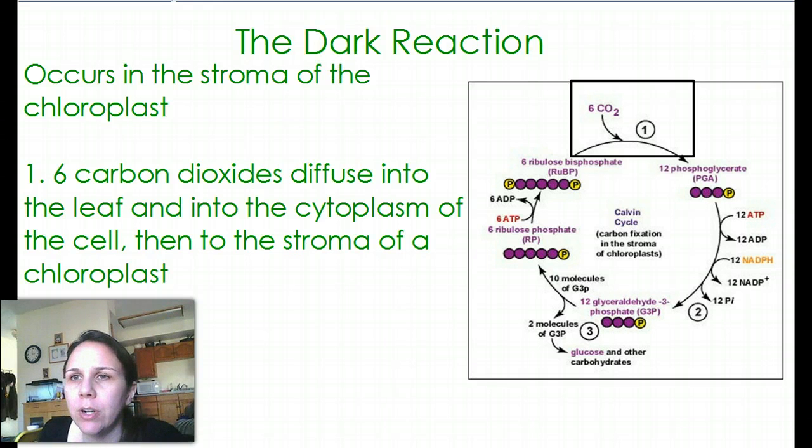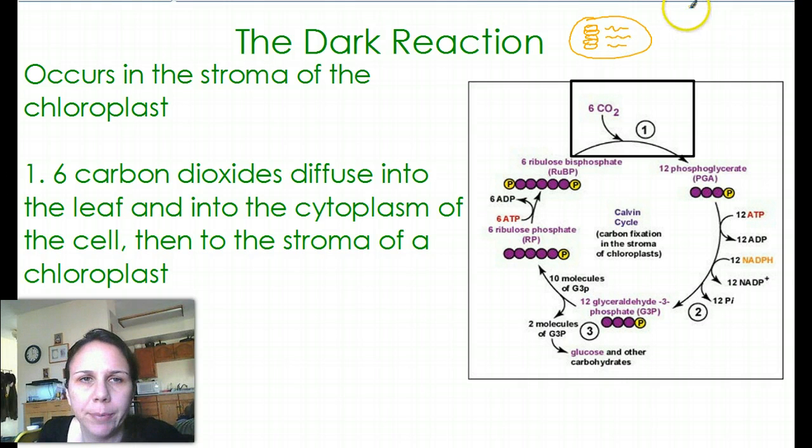This is going to occur in the stroma of a chloroplast. So if this is, let me draw you a little chloroplast. It was supposed to be green. And here are the thylakoids. Then out here in the stroma is where you would find all this occurring.